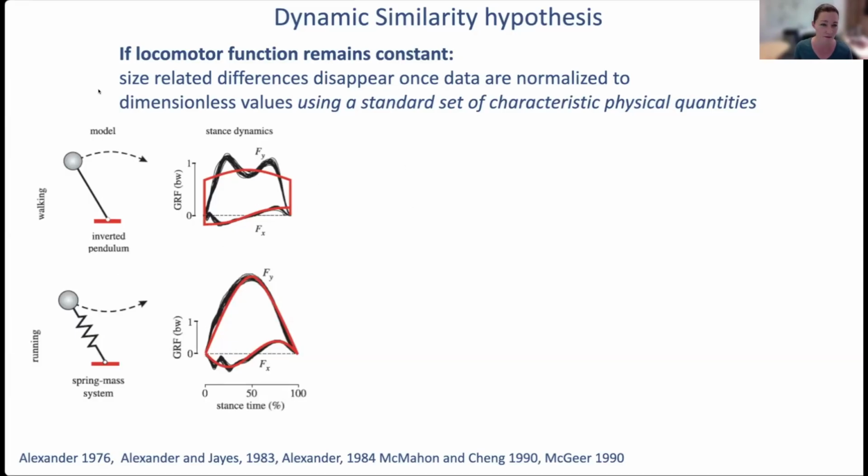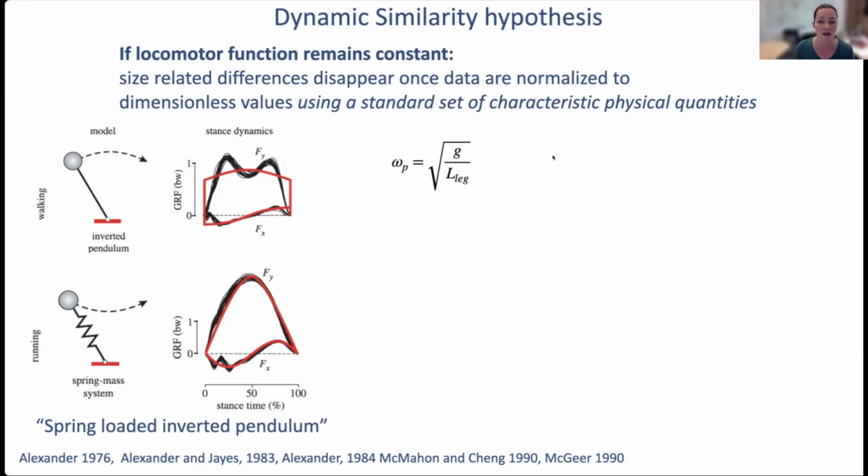And so we can think about what the characteristic physical quantities are for these dynamics. If we think about just the inverted pendulum for a minute, the angular frequency of a pendulum is related to the square root of g over L, the length of the pendulum. In this case, the length is leg length.